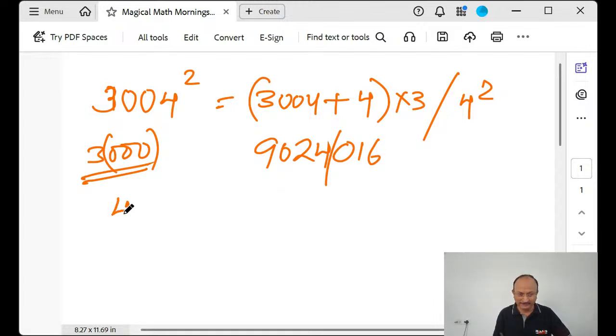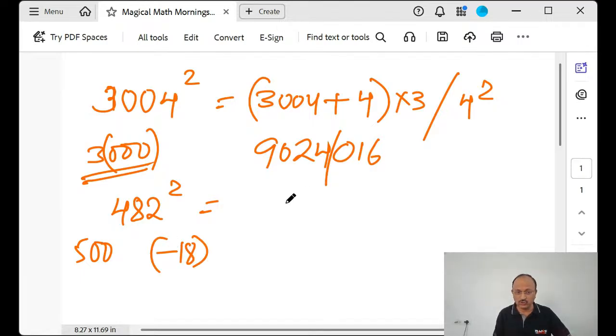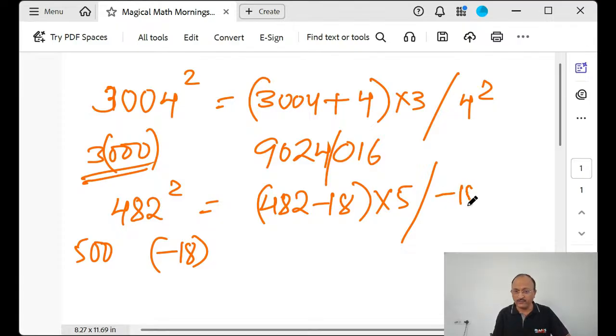For example, 482 square we want to take. Okay, the nearest base we can consider is 500, correct? No, 500 is 18 more than 482. So what we do? 482 minus 18. Into what we should do? 500 is there, therefore 5. And right hand side is whatever deviation we have taken, its square. Remember, whether it is 18 square or minus 18 square, the answer is going to be positive only. So we did not bother whether it is a minus or plus. But just to give you clarity, I'm writing this one.